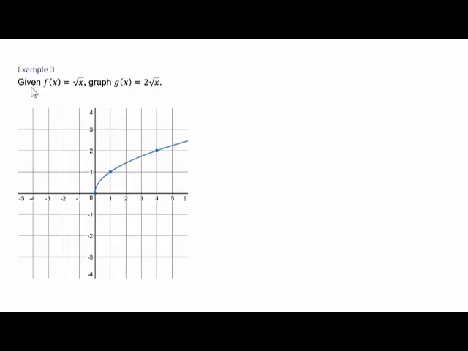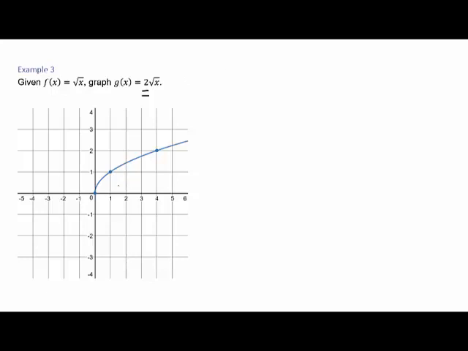In example 3, we're given the graph of f of x, which is the square root of x, and we're going to graph g of x, which is 2 times the square root of x. Notice where that factor is located on the outside of the toolkit function, and so this is a vertical dilation by a factor of 2. So what that tells me is each of the y values is now going to be twice as large as it once was.